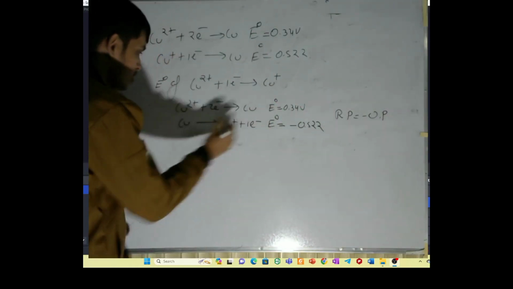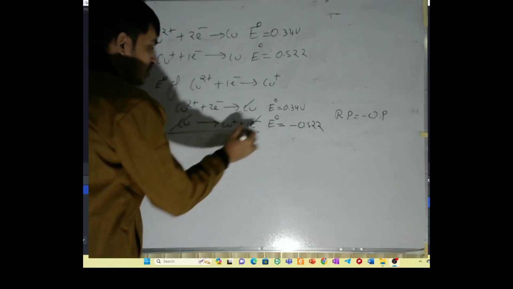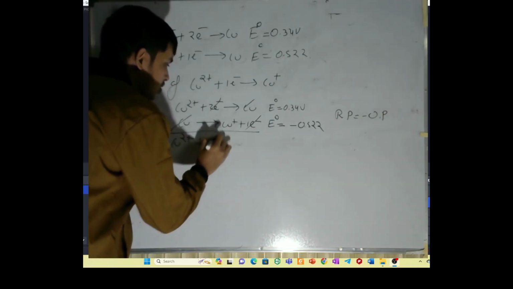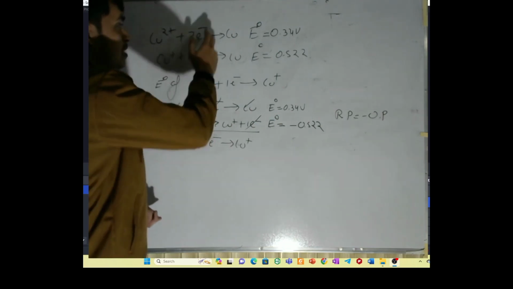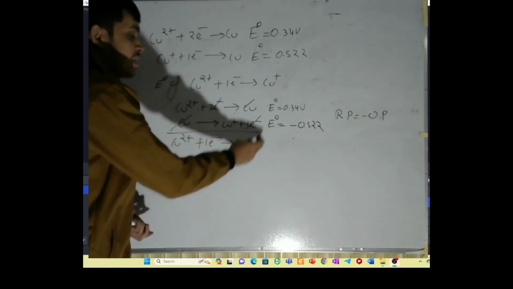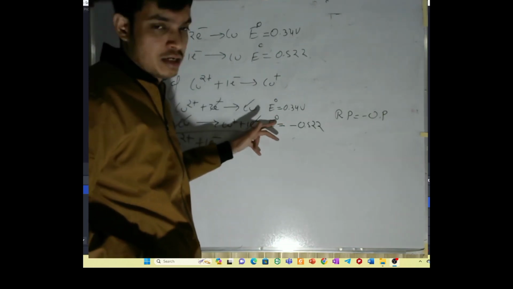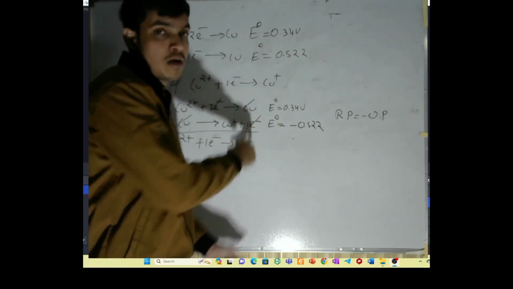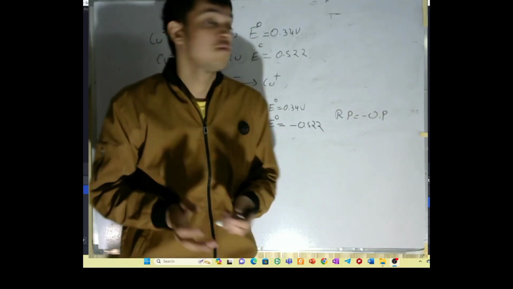So with the help of this we can generate this reaction: these two can be cancelled out, 1 electron can also be cancelled out, and we get Cu2+ plus 1 electron giving Cu+. You can see that with the help of these two reactions we can generate this reaction, but there is one problem. We cannot calculate the electrode potential of this reaction simply by adding these standard electrode potentials, because electrode potential is an intensive property which cannot be added.